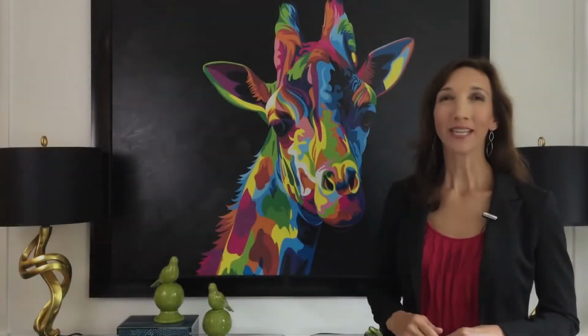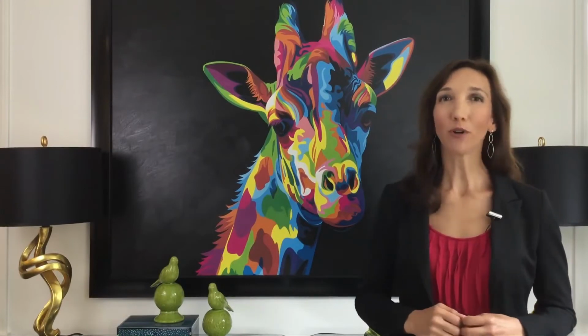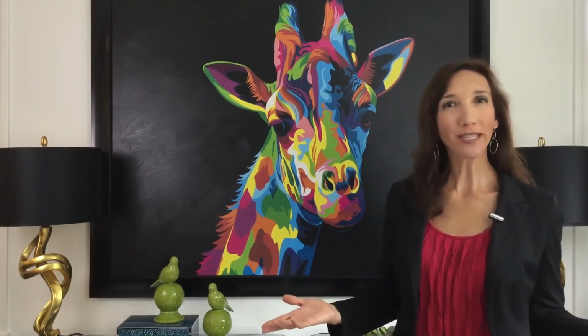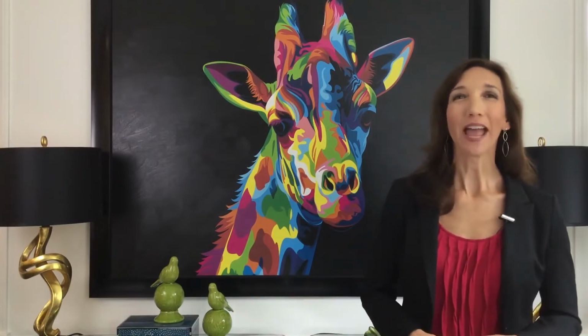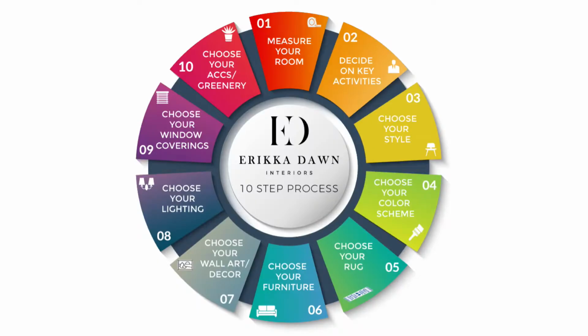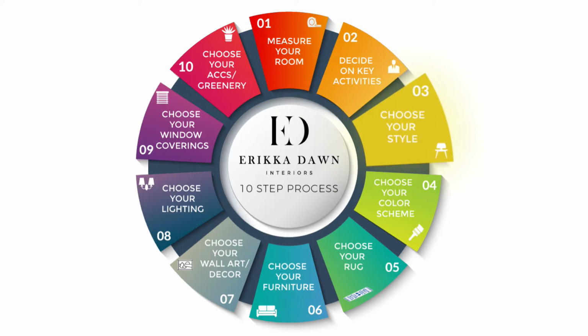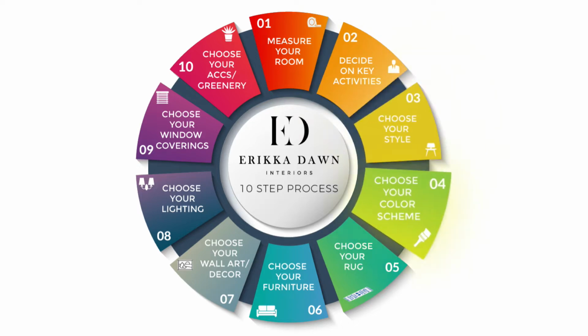As I mentioned, designing a room well can be broken down into 10 distinct steps. So what are these 10 steps? Well, without any further ado, here they are. Step 1, measure your room. Step 2, decide on your key activities. Step 3, choose your style. Step 4, choose your color scheme.